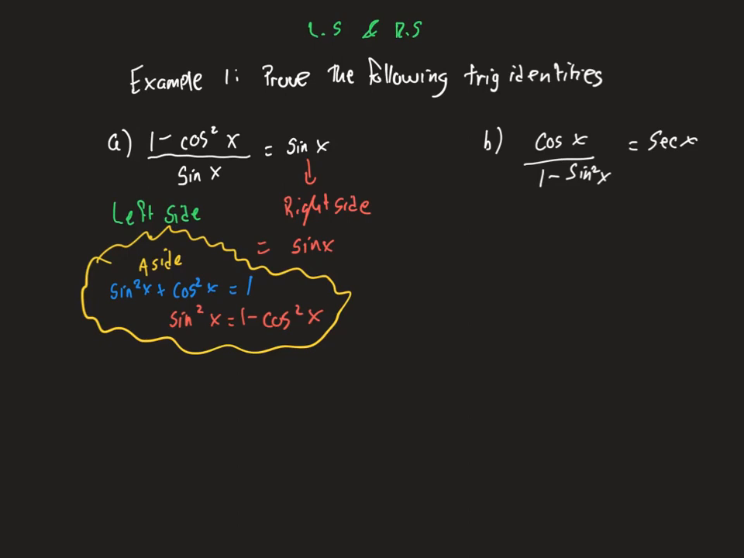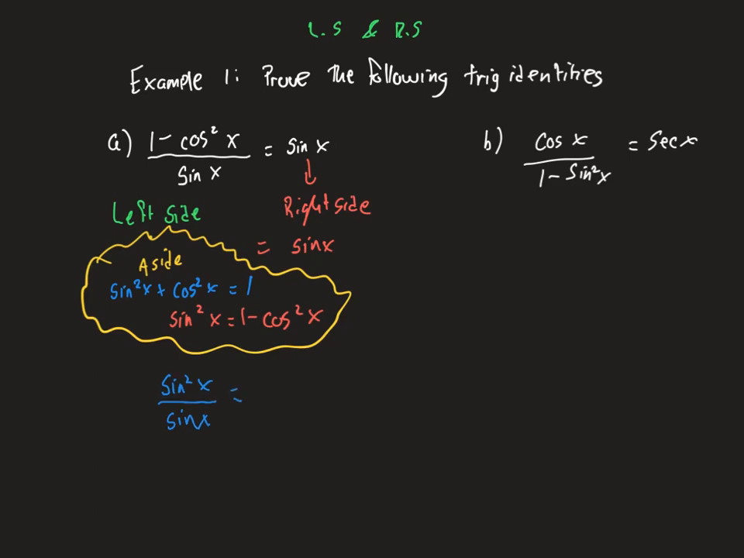So I noticed that sine squared x is equal to 1 minus cosine squared x. And I see here I have 1 minus cosine squared x on the top. So I can just substitute in sine squared x for this expression. So I'm going to have sine squared x up there. Sine x can't do anything with it.